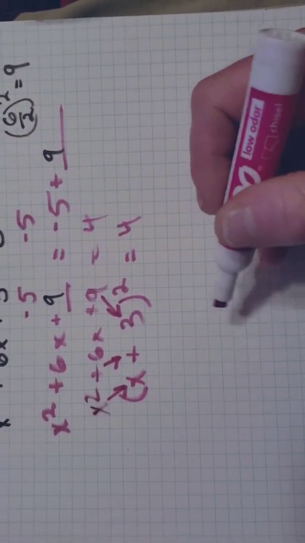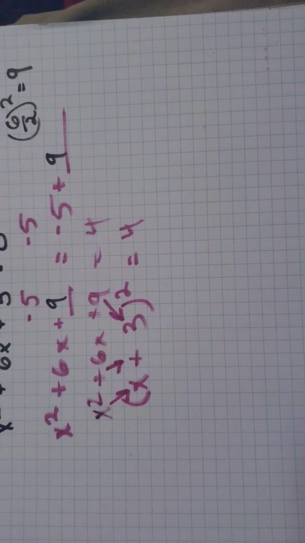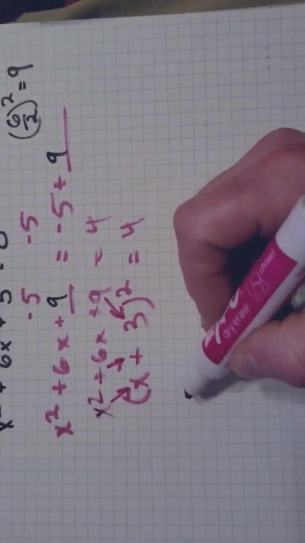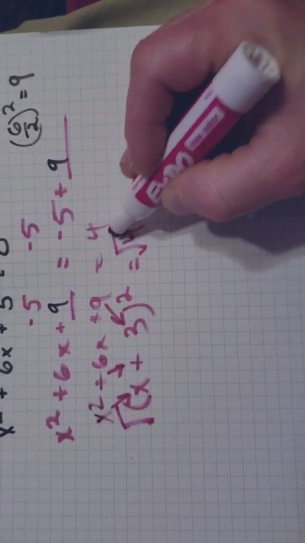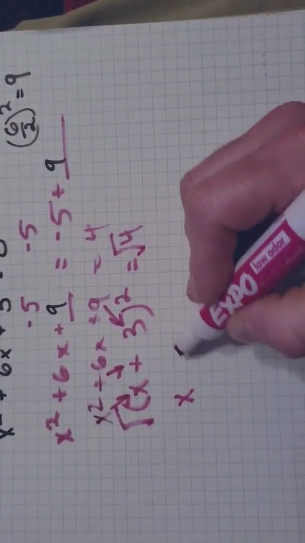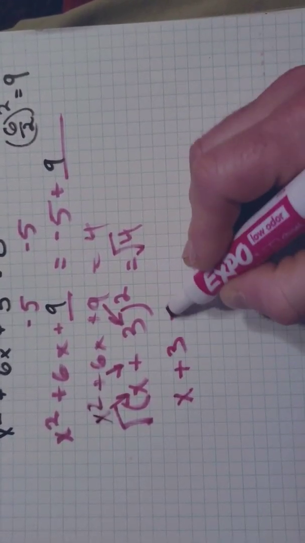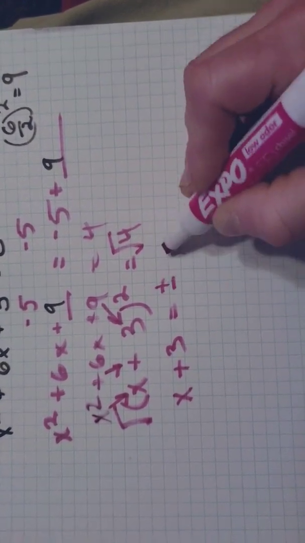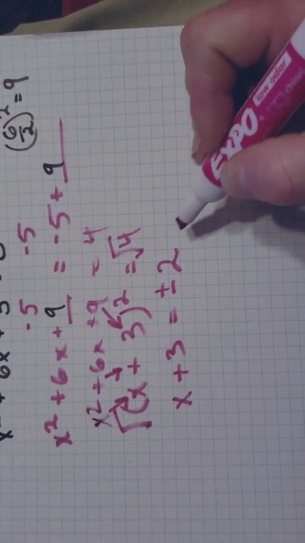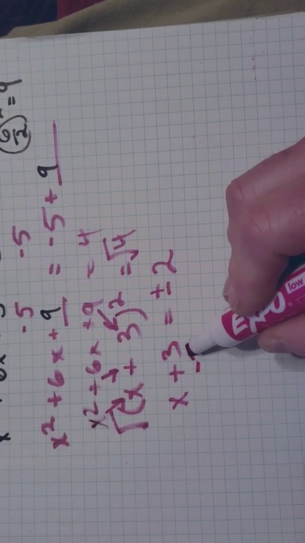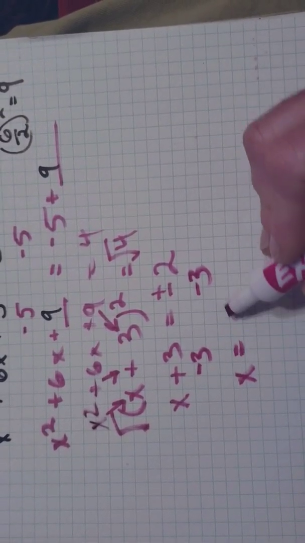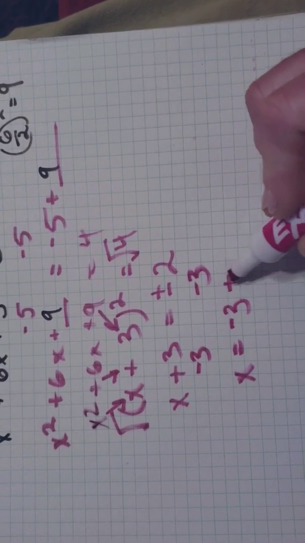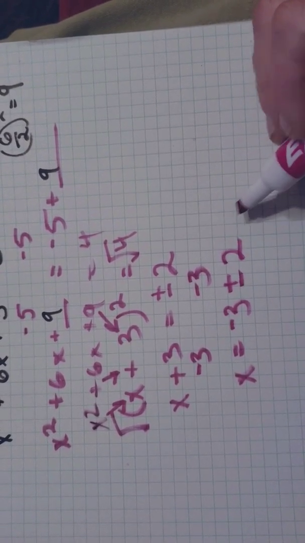Okay, so now when we solve this, it's simply using the square root method. We first take the square root of both sides. So that gives us x plus 3, which is equal to positive or negative 2. Okay, now we just need to subtract 3, and x will be equal to negative 3 plus or minus 2.